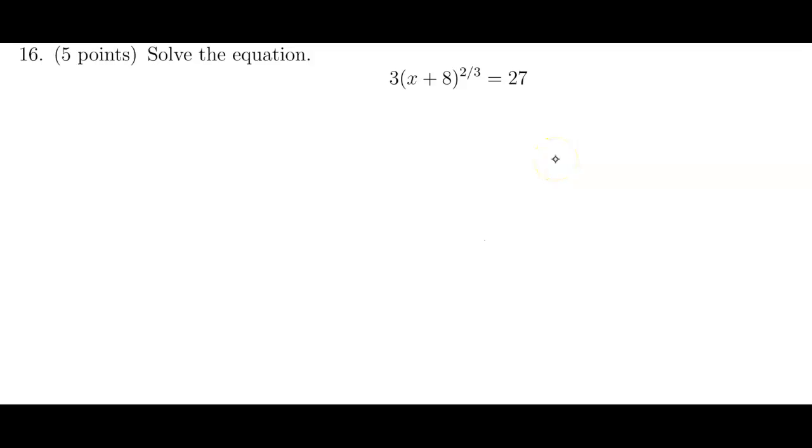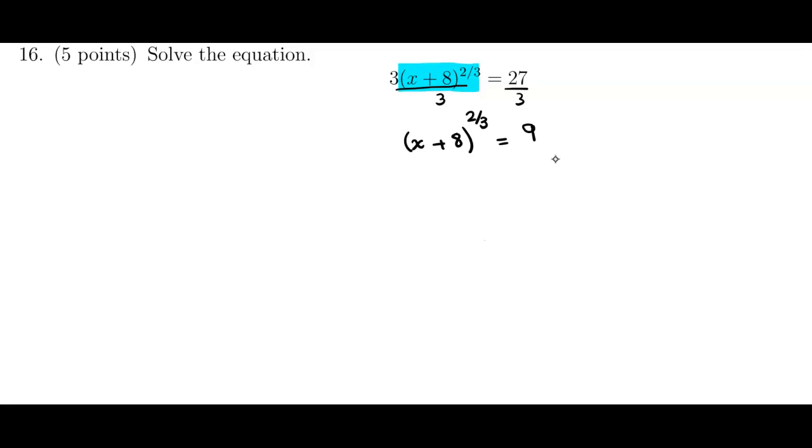All right, so this is question number 16, and we are required to solve this equation. The first step, the safest step to do, is always to separate the most complicated part, which is this part. So I can divide by 3 on both sides. If I divide by 3 here, this will result in (x + 8)^(2/3) = 9.